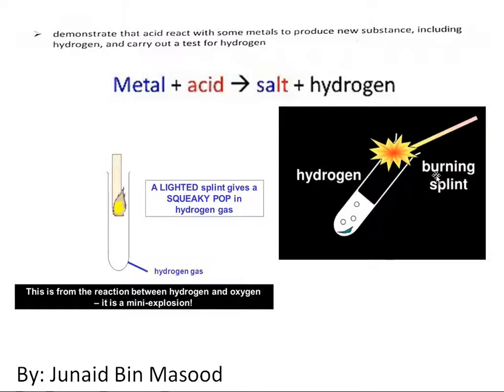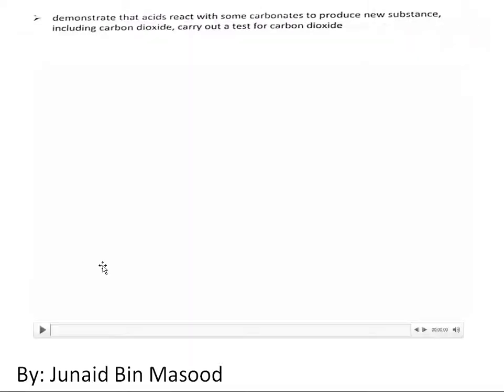Hydrogen causes a burning splint to go out, and it gives a squeaky pop whenever a burning splint is brought near it. Let me quickly show this to you in an animation so it's much clearer to you.